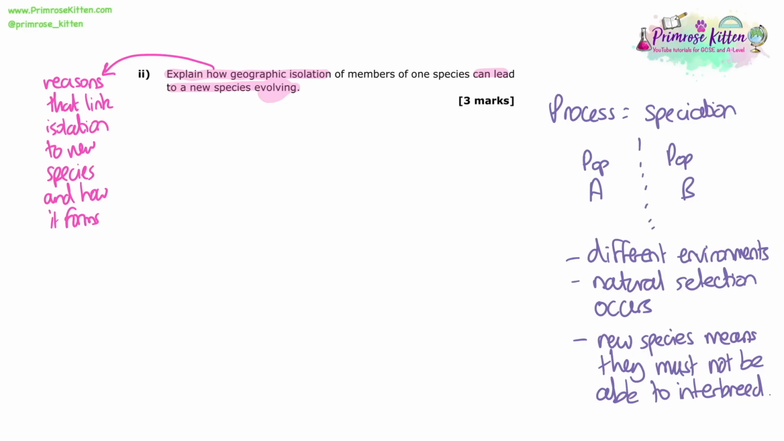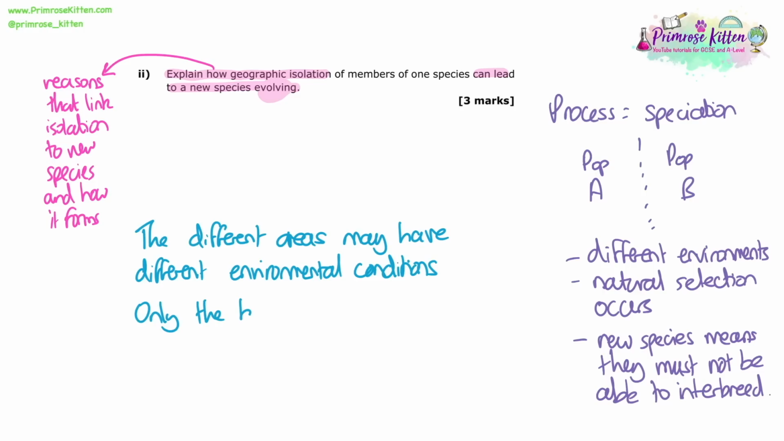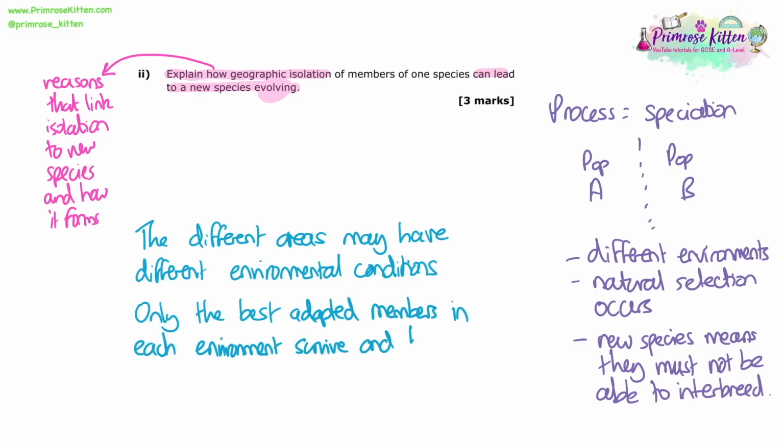This isn't a really long answer question. We're not having to go through the whole process of evolution. We're just giving an overview for 3 marks. Then we're going to say that the different areas are going to have different environmental conditions. We're going to briefly describe how natural selection occurs so that only the best adapted members in each environment survive and breed.